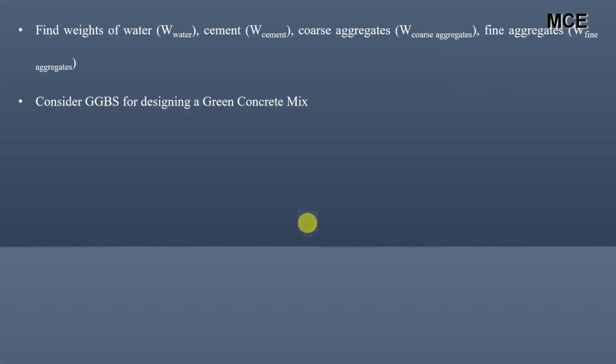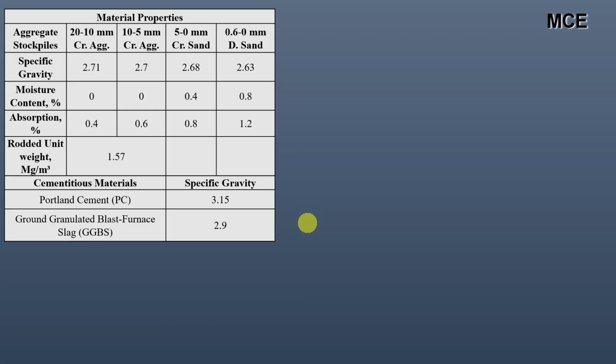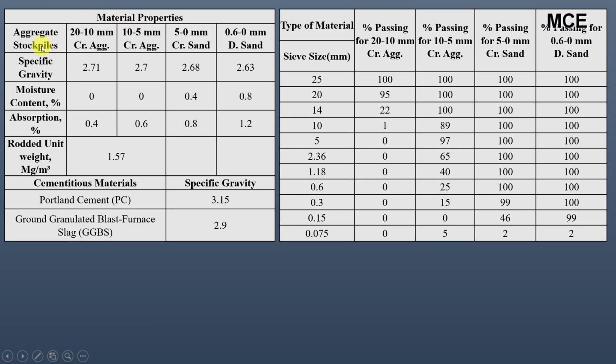You can see the material properties. For our concrete mix, we have coarse aggregate in the size range of 20 to 10 mm and 10 to 5 mm, and fine aggregates in the size range of 5 to 0 mm and 0.6 to 0 mm. You can see the specific gravity, moisture content, absorption and rodded unit weight of coarse aggregate given already. Specific gravity of our Portland cement is 3.15 and GGBS is 2.9. You can see the gradation details for our coarse and fine aggregates. This is the percentage passing and this is the sieve size in mm.